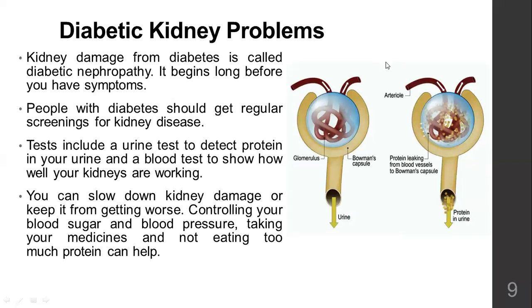Then you have diabetic kidney problems. This is kidney damage because of diabetes. It is also called diabetic nephropathy. There is diabetic retinopathy, diabetic neuropathy, diabetic nephropathy. In diabetic retinopathy, the retina inside your eyes is getting damaged. In diabetic neuropathy, the outer layer of your neurons is getting damaged. In nephropathy, your nephrons are getting damaged.